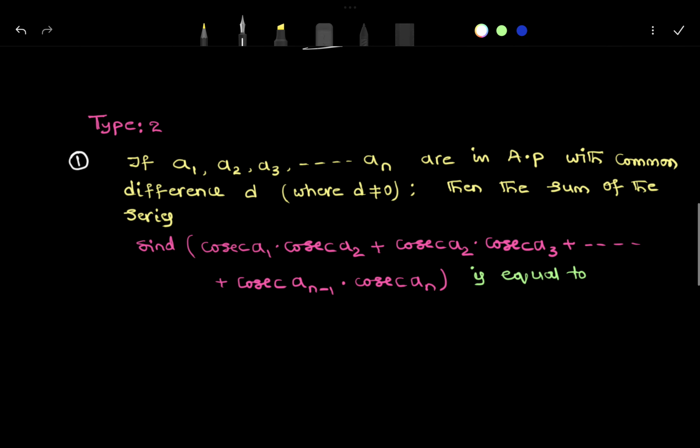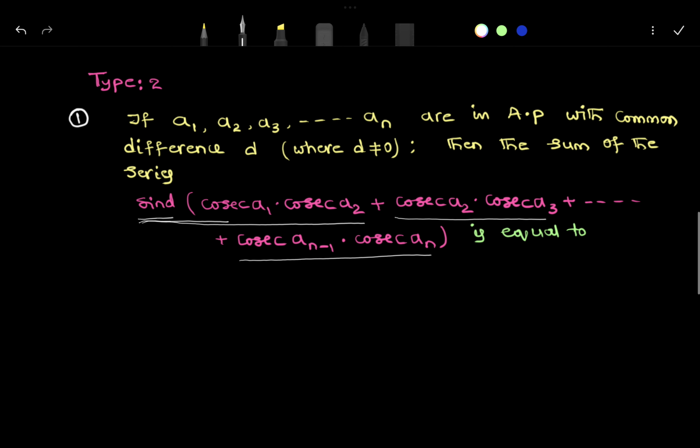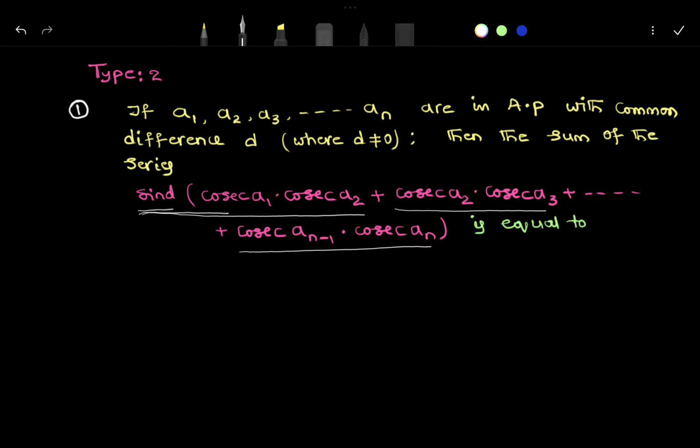If a1, a2, a3 and so on, an are in AP with common difference d, then find the sum of the series sin d into (cosecant a1 into cosecant a2 plus cosecant a2 into cosecant a3 and so on, plus cosecant of an minus 1 into cosecant of an). Here a1, a2, a3 and so on up to an are the angles. Now you observe the first condition.